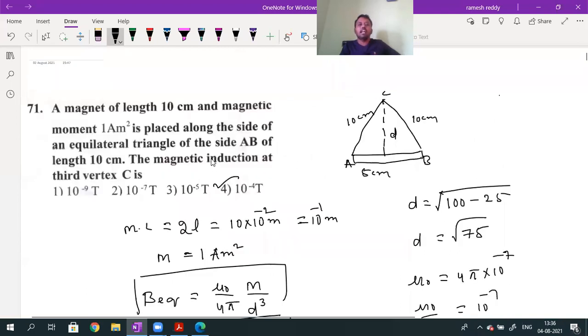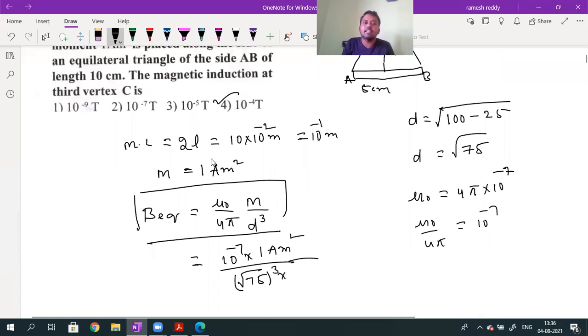Here also a magnet of length 10 centimeters is given. Even if you simplify, you will get the answer 10 power minus 4. Here also the possibility is there to get the answer for a long bar magnet.